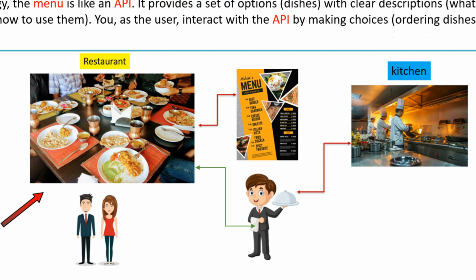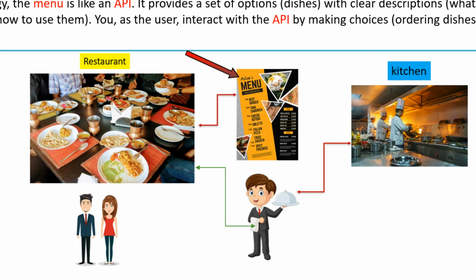Imagine you are in a restaurant and you want to order some food. The menu acts as an interface between you and the kitchen, and the menu lists all the available dishes, their descriptions and prices. You select the dishes you want and communicate your choices to the waiter, and the waiter relays your order to the kitchen. The kitchen then prepares the food according to your specifications and gives it back to the waiter, and the waiter delivers the order to your table.